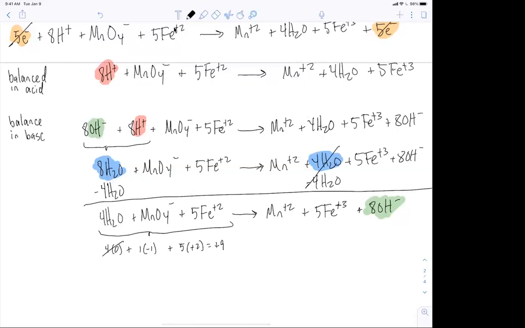+9. And then over here we have 1 times plus 2, plus 5 times plus 3, plus 8 times minus 1. And so that ends up being plus 2. Let's see, 15 and 2 is 17, minus 8. And so yes, that equals plus 9 as well. So our charges are good. It's a good question.